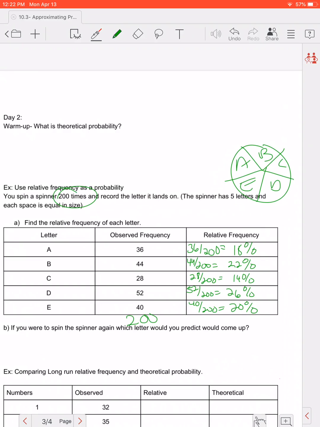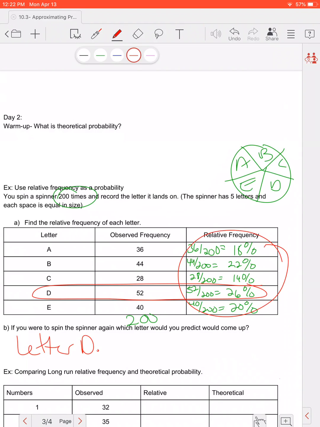Okay, so part B says if you were to spin the spinner again, which letter would you predict to come up? Well, I'm going to look at the highest probability of something occurring. The highest percentage right now is D. That seems to be appearing more often, okay? So I would guess letter D. Now, A, B, C, and E all have an equal chance of appearing as well, but because I'm observing something happening, I'm going to go with D because I seem to be landing on that.